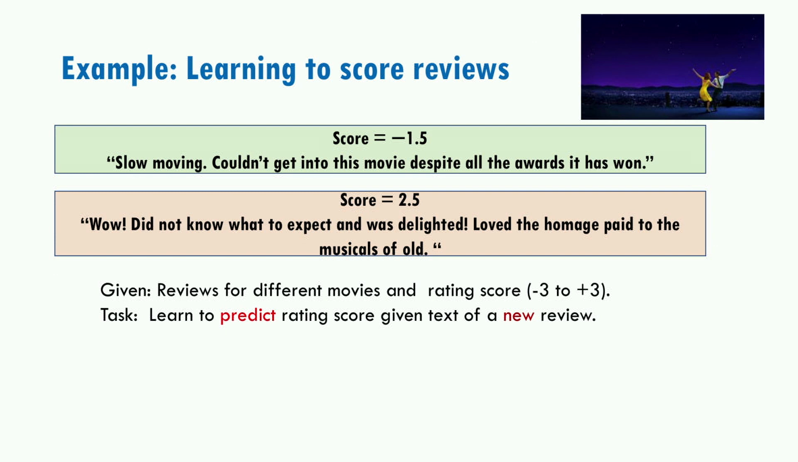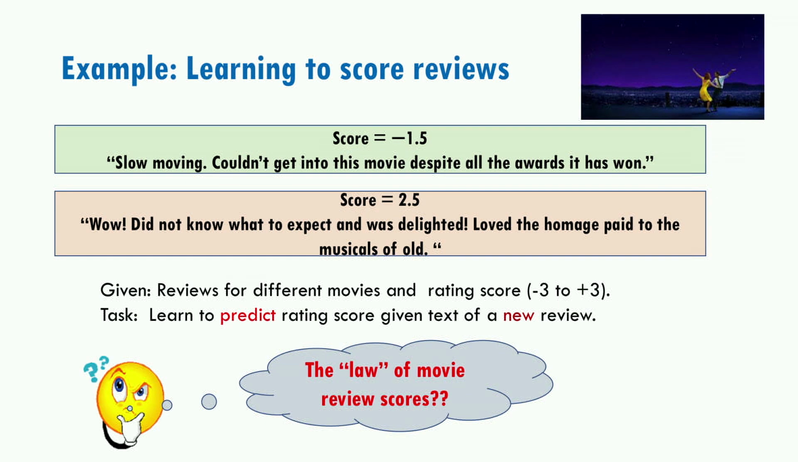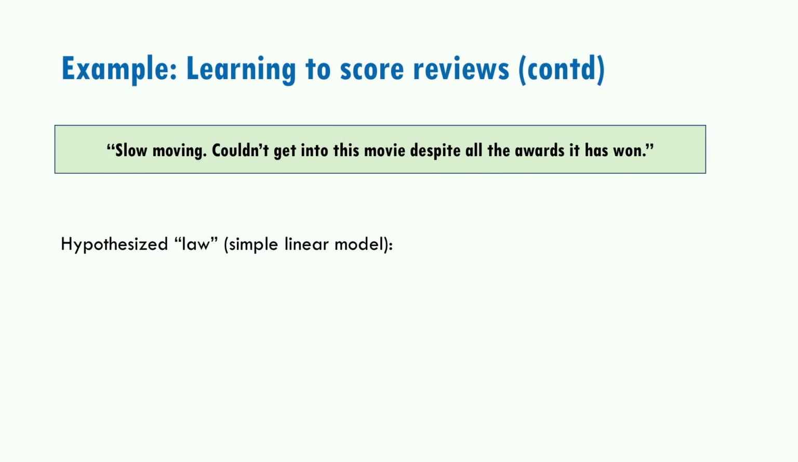So now the learning task is you're given reviews like this, text reviews, and the human rating score. And your task is to learn to predict the rating score given the text of a new review. So now, given all the build-up with gas laws and so on, you might wonder, OK, what's the law of movie review scores? Well, clearly the law is going to be something very complicated, right? It involves all kinds of prior knowledge about movies and language, et cetera, et cetera. So the law is not going to be a simple one like gas laws. But you can start with a simple law and see how well it fits.